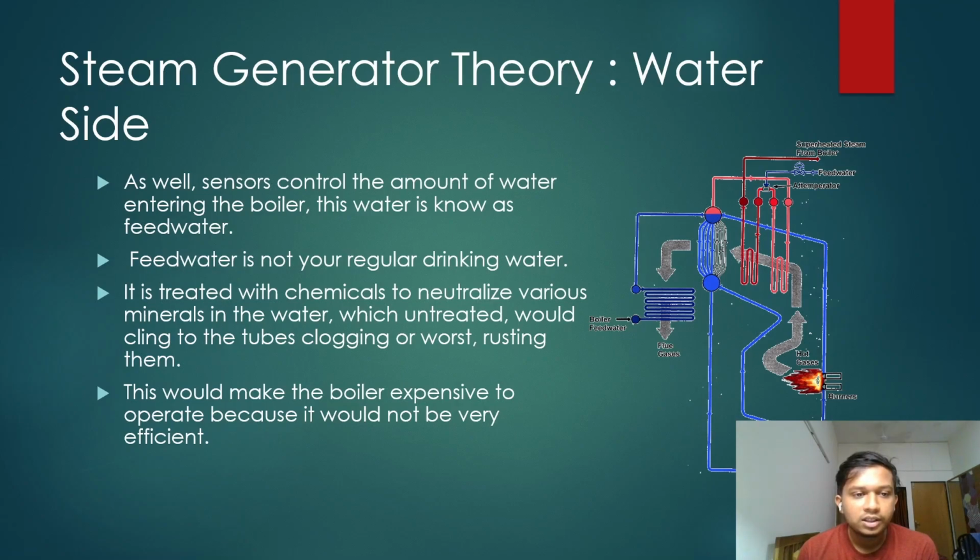As well, sensors control the amount of water entering the boiler. This water is known as feed water. Feed water is not your regular drinking water. It is treated with chemicals to neutralize various minerals in the water, which untreated would leak into the tubes, clogging or, worse, rusting them. This would make the boiler expensive to operate because it would not be very efficient.